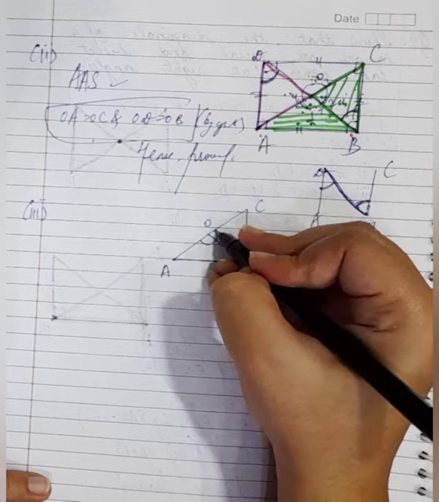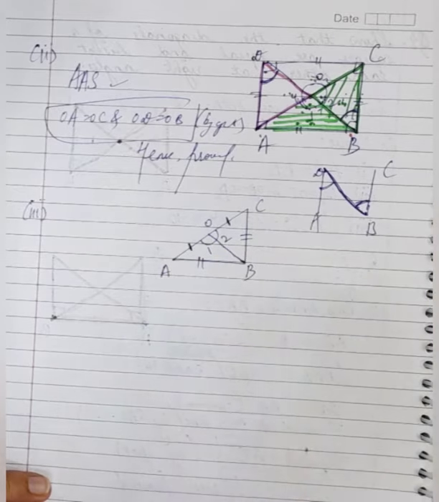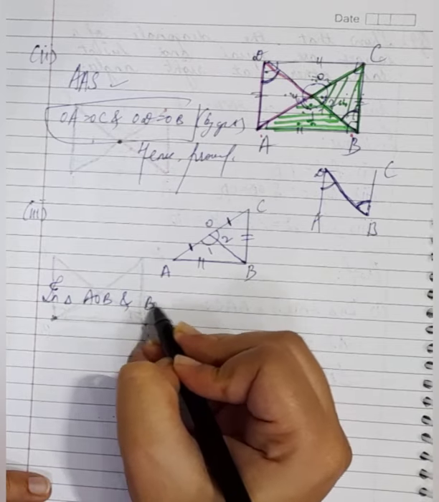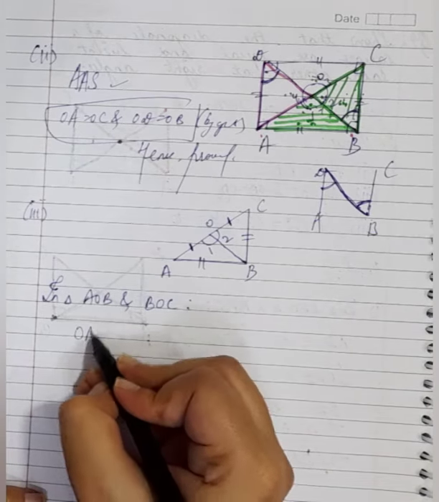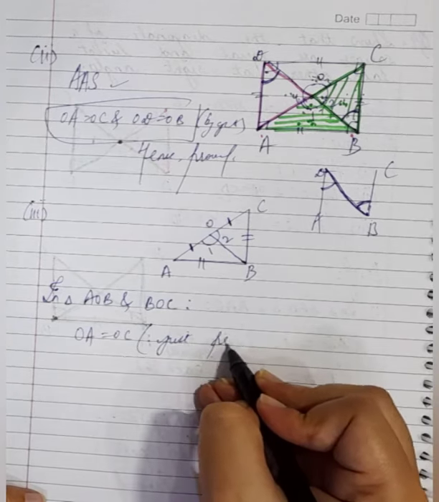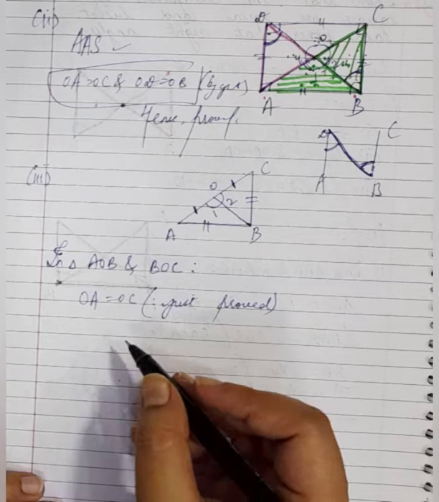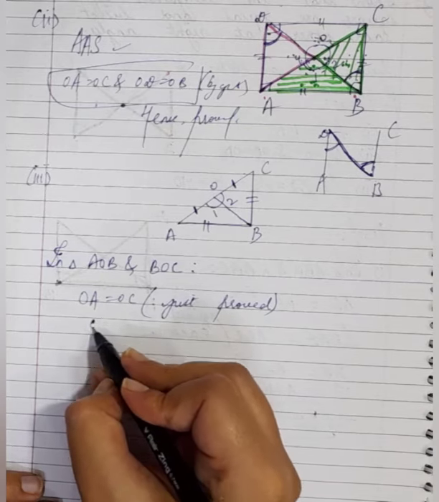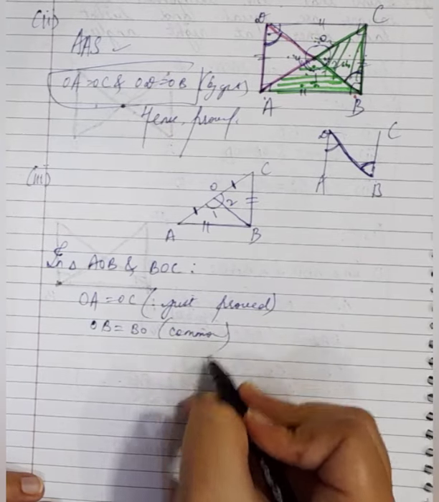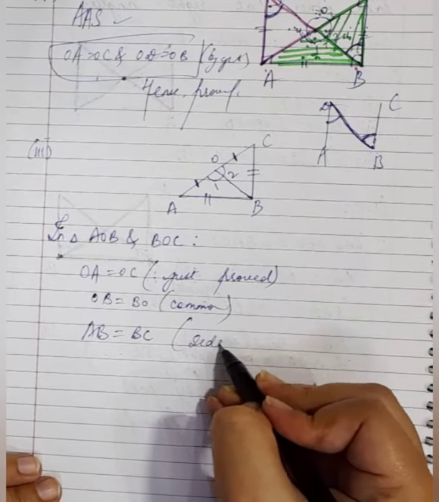So this is angle 1, 2. These sides are equal. This also we have proved equal. So in triangle AOB and BOC, OA is equal to OC. That's just proved. You can write proved above or proved in the above part. You can mention the part name also. The second criteria is OB is common. And the third criteria is AB is equal to BC. These are sides of a square.